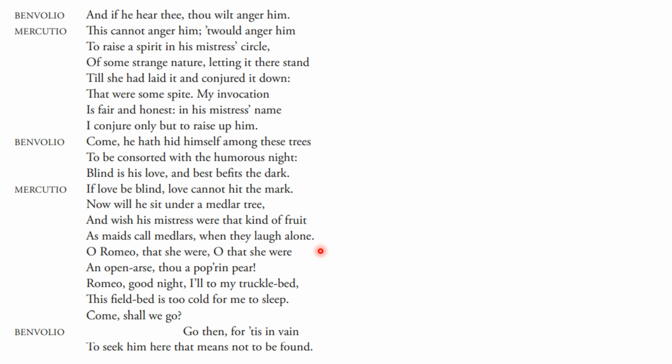He says that he's then going to go home and ask Benvolio to go, and Benvolio says, "Go on, for 'tis in vain to seek him that means not to be found." Benvolio says there's no point in looking for him if he doesn't want to be found. He's happy to be on his own right now.